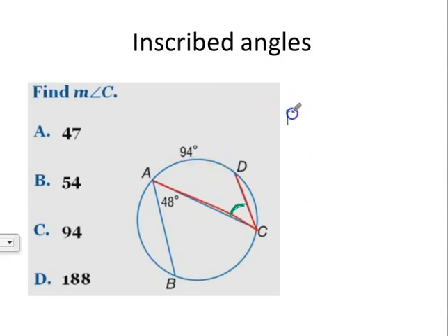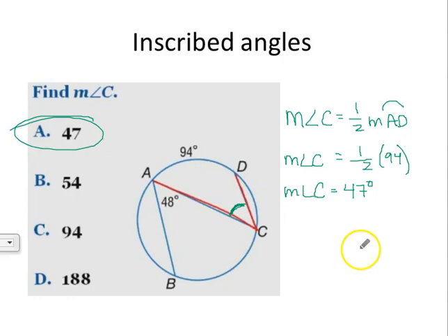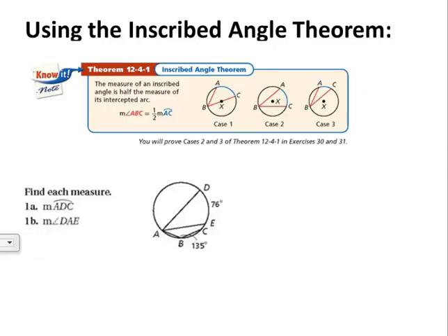All right, so we know that the measurement of angle C is going to be 1/2 the measurement of arc AD, which is given. So half of 94 is going to be our answer. 94 divided by 2 is 47. So if you chose A, 47, you are correct. I'm going to go on to the next slide, so if you need more time, go ahead and click pause.